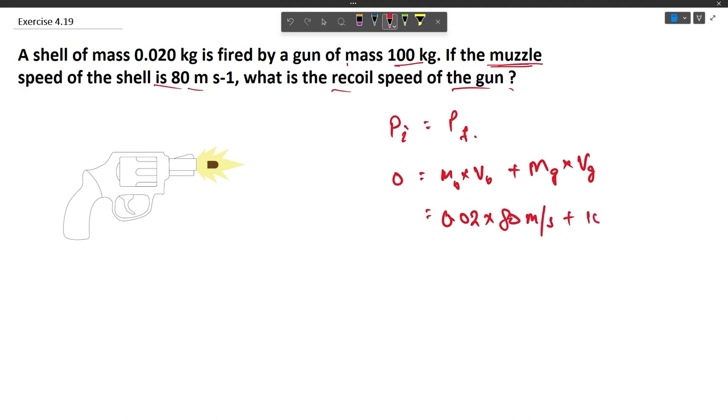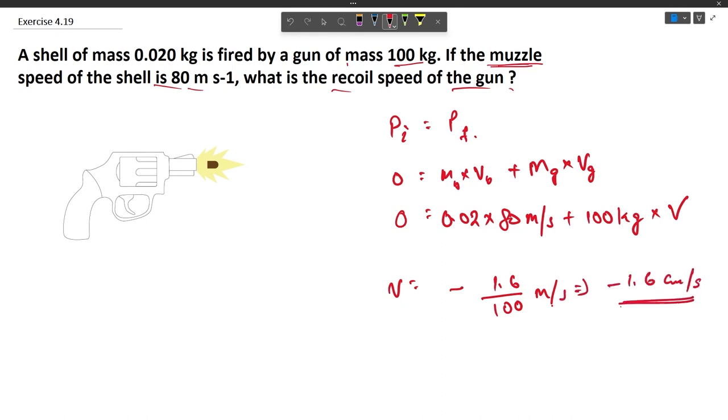plus mass of the gun, which is 100 kilogram, multiplied by the unknown velocity v. So solving for v, we will get minus 1.6 divided by 100 meter per second, or we can also express it as minus 1.6 centimeter per second.